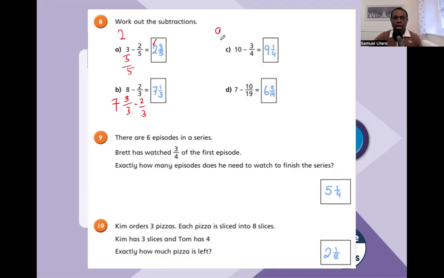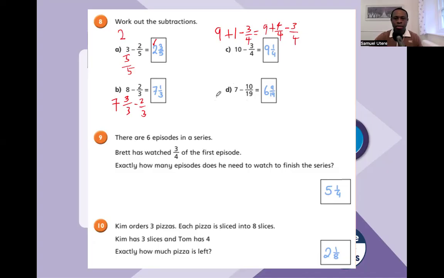We can keep 9 on the side, but it has to be plus 1 minus 3/4. Now that is the same thing as 9 plus the whole has to be 4/4 minus 3/4. Now 4 minus 3 is 1/4, so your answer will be 9 1/4. We use the same approach here.